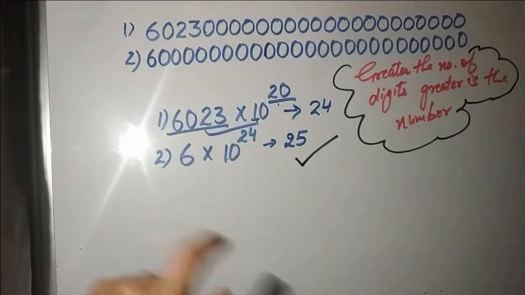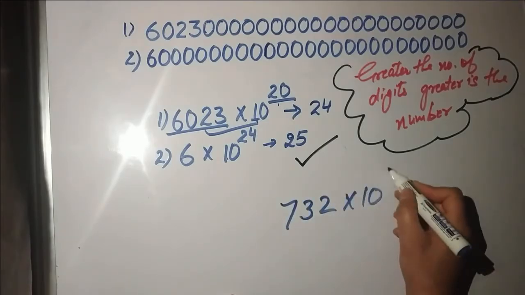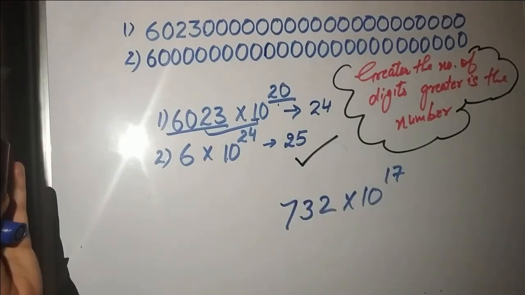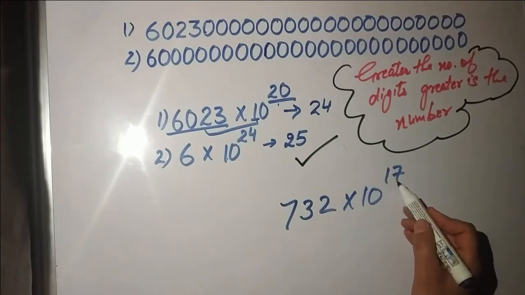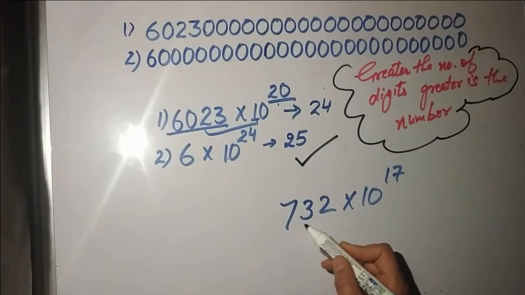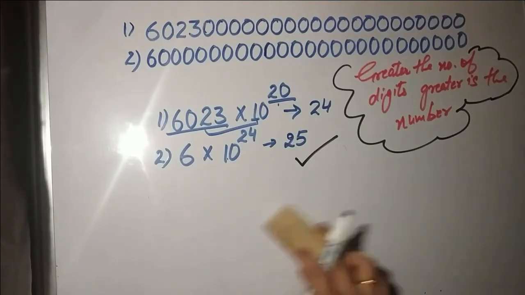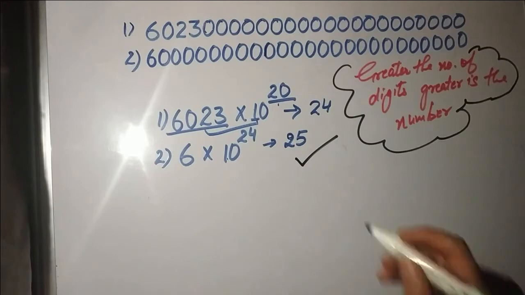So 25 digit number. If I give you 732 into 10 raised to power 17, you can say, ma'am, this is the exponential form of a number, and actually the number has 20 digits because 17 zeros and 732. 732 followed by 17 zeros. Okay, so it's gonna be your 20 digit number. Understood?